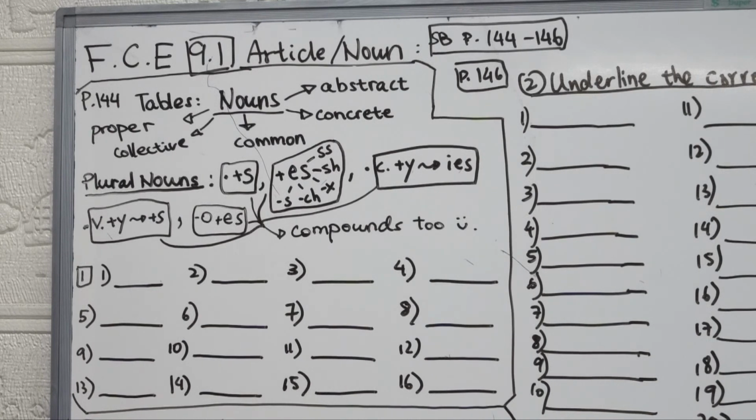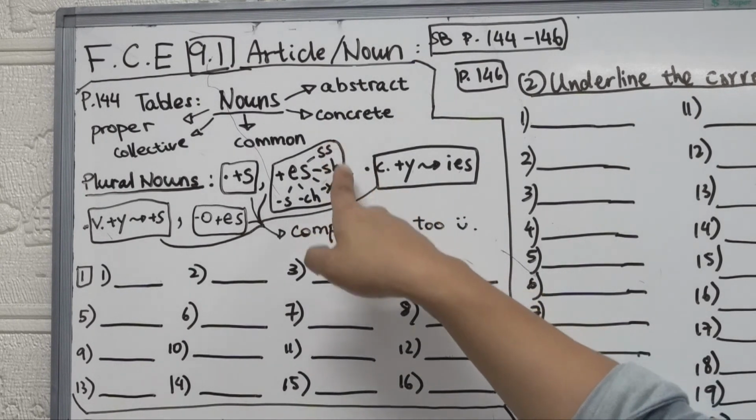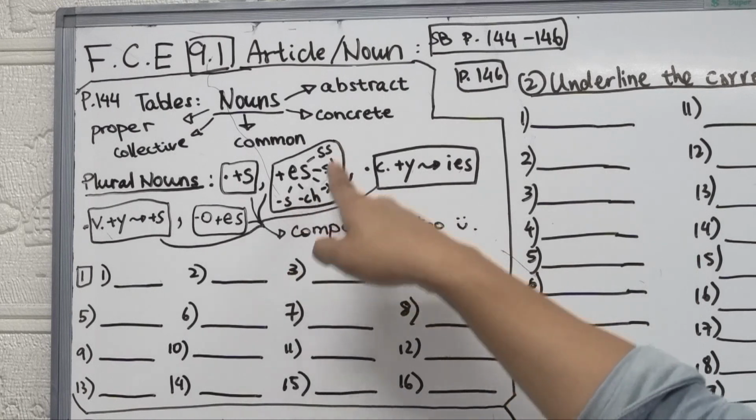Dolls, okay? Or bears, or cats, okay? And then we have ES, okay? We have to add ES for certain words, such as the fricatives. We call all of these words or sounds fricatives, okay?